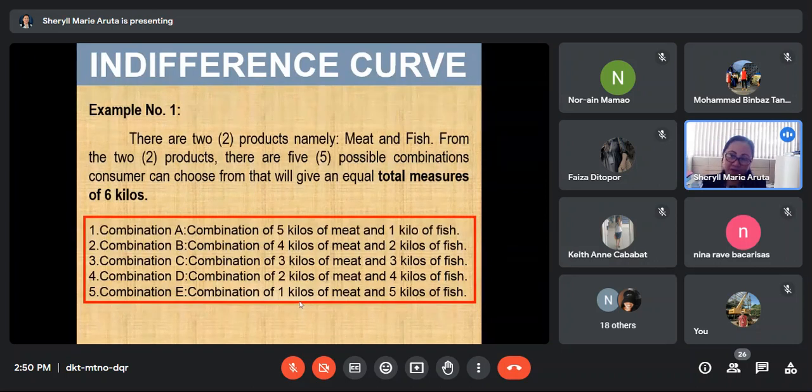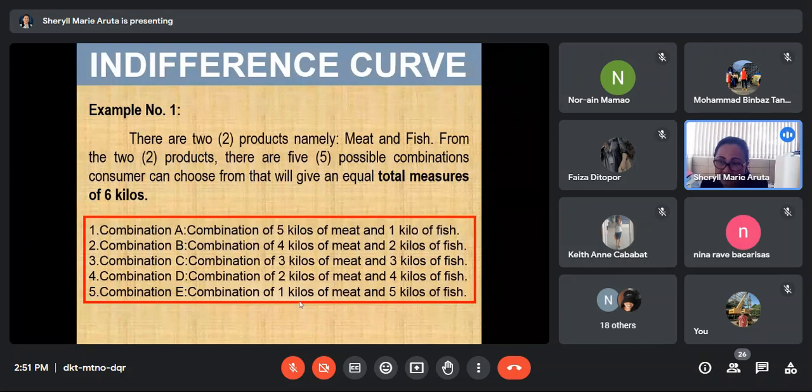So this is an example of a basic, no, on how we make and how we apply consumers preference. So basically, there are two products available in the market. We have meat and we have fish. So naa tay beef na meat, no? Okay, and then we have fish.